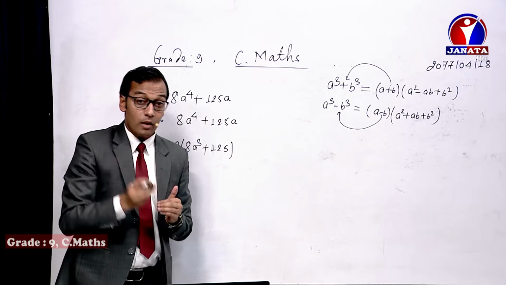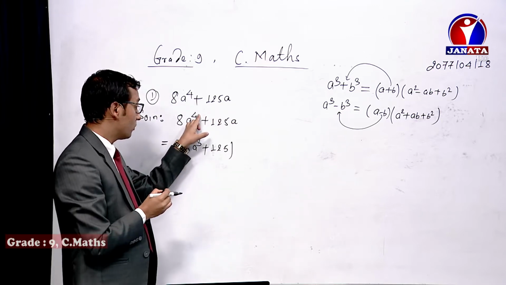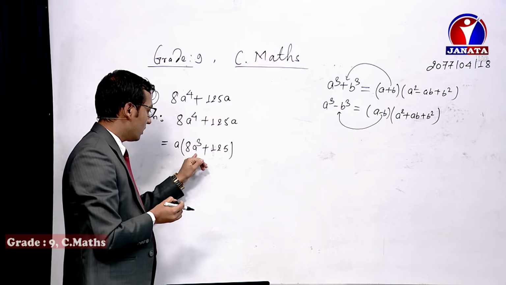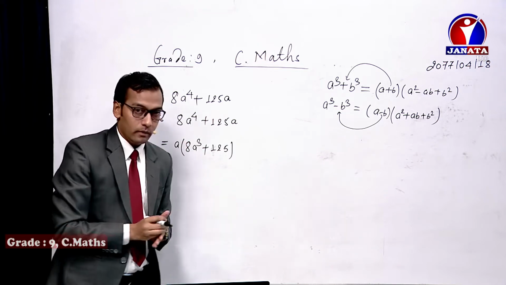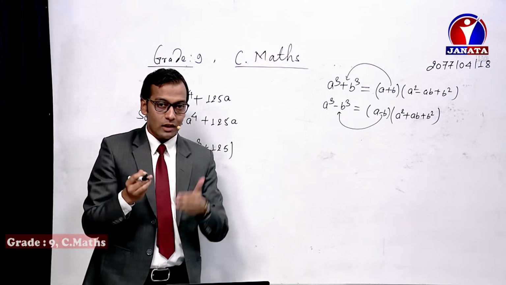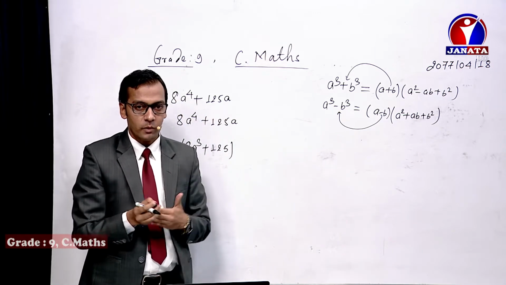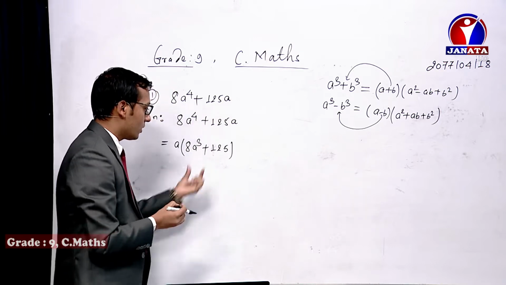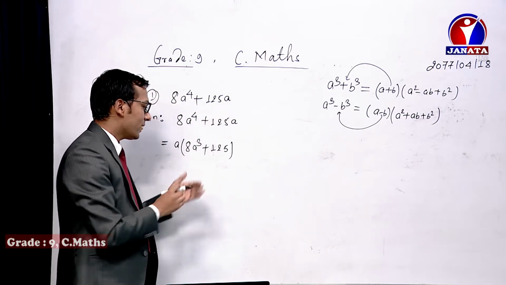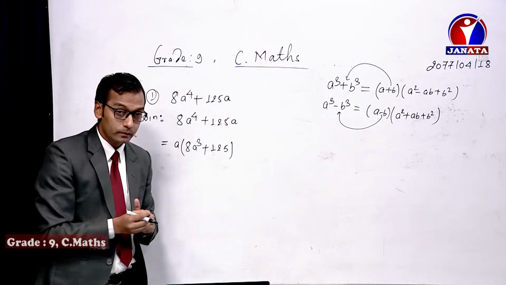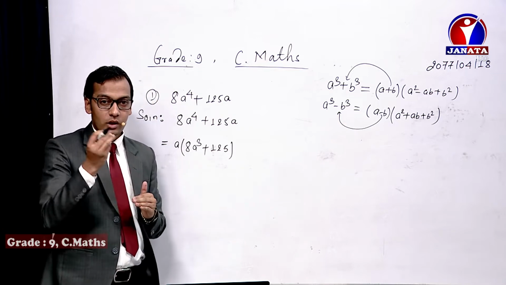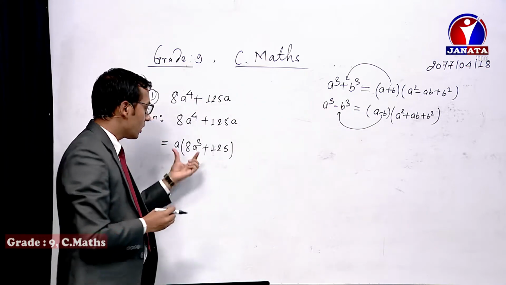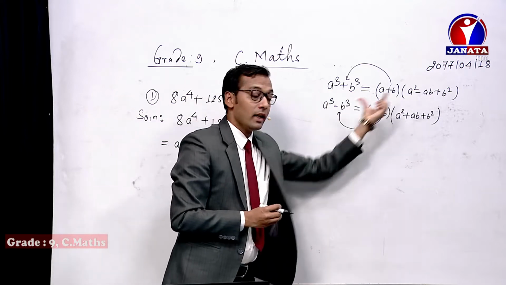After taking a common, out of 4 a's I took one a common, so there are 3 a's left in the first term. So it is 8 a to the power 3, or 8 a cube, plus 125. Now, among the different formulas that we know, like a cube plus b cube, a cube minus b cube, a plus b whole square, a square minus b square, let's try to match one of the formulas that we can use here. We can get the hint from the first term. Here is a cube and its coefficient is 8. Is it possible to convert this into a cube plus b cube form? If we can convert into a cube plus b cube, we can use this formula and factorize this.